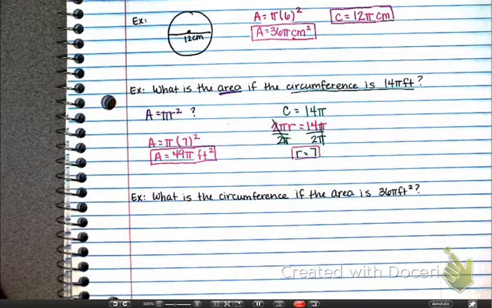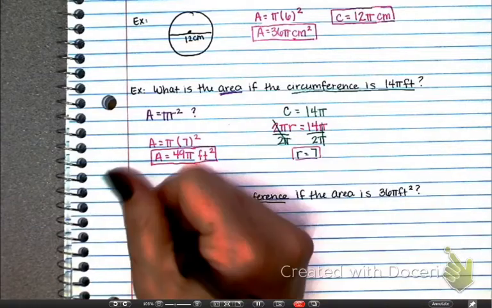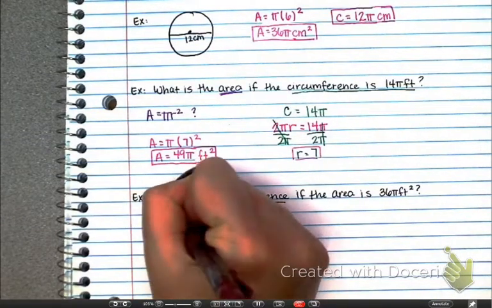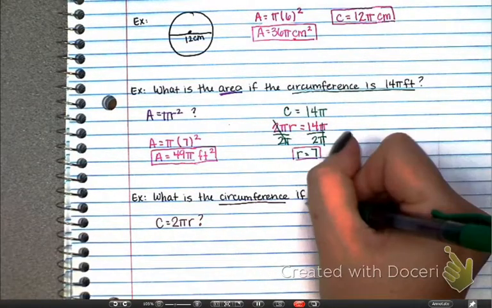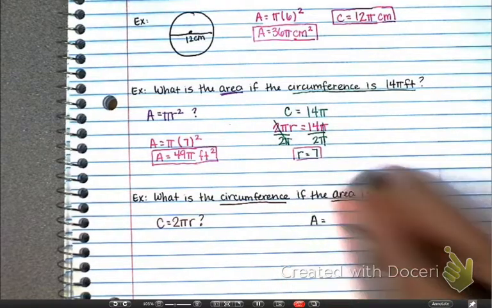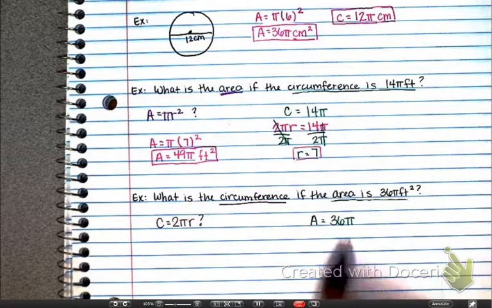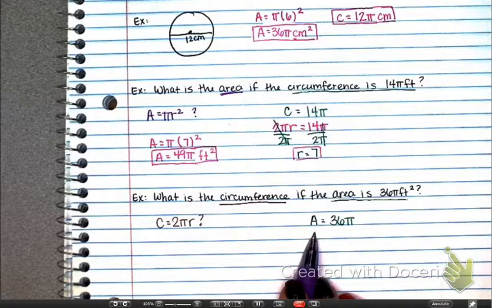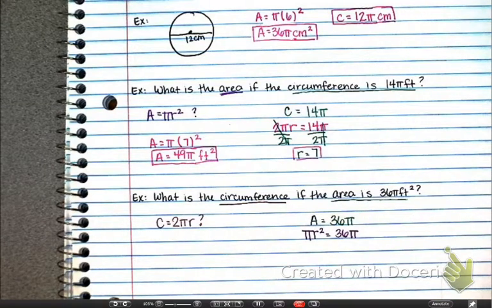What is the circumference if the area is 36 pi feet squared? So we're looking for circumference. So I'm looking for C equals 2 pi r. That's what I want to know. I don't know that right now. But I do know that my area is 36 pi. Okay, we're going to go back up to our area formula, which is pi r squared, and I'm going to replace A with pi r squared. So pi r squared equals 36 pi.